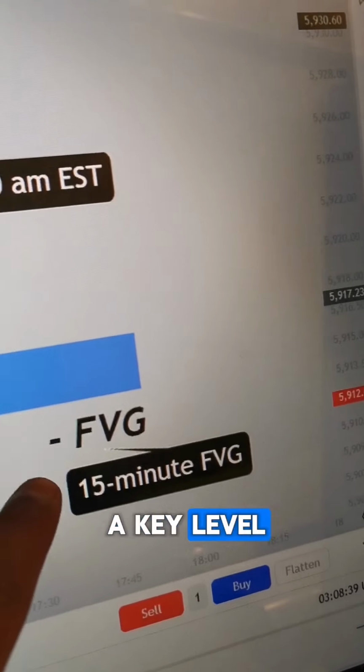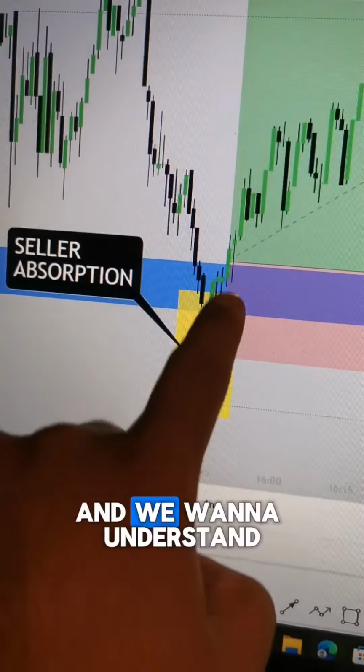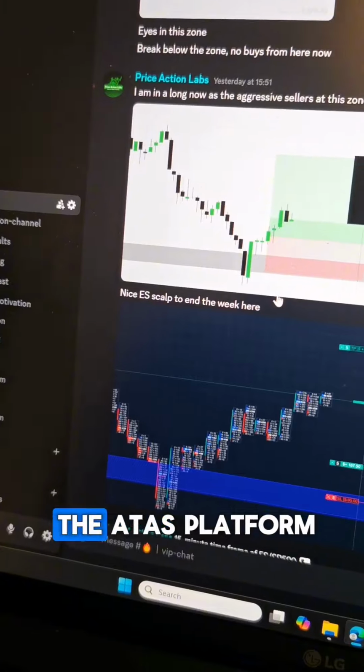So we look for a key level. We want to be buying below the 10 a.m. Eastern, which is all the way up here. And we want to understand seller absorption, right? So this is where we go over to the ATAS platform.